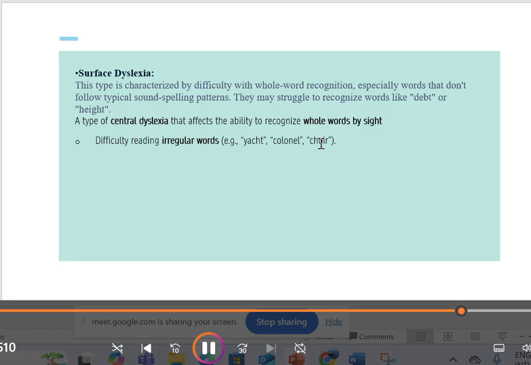This is the problem. Height, then kernel, yacht, all such words, I am not able to process. When the spelling sound or sound spelling pattern is not followed, I am not able to perceive that whole word. This is known as surface dyslexia.